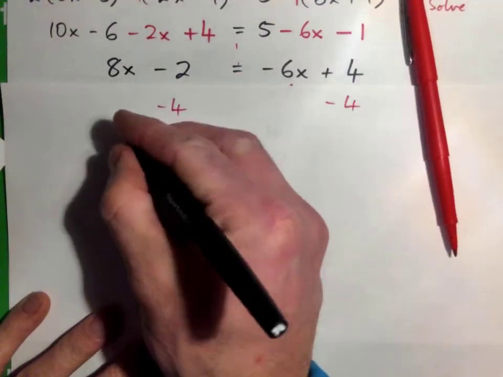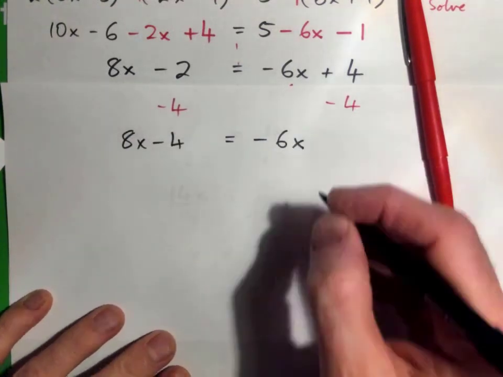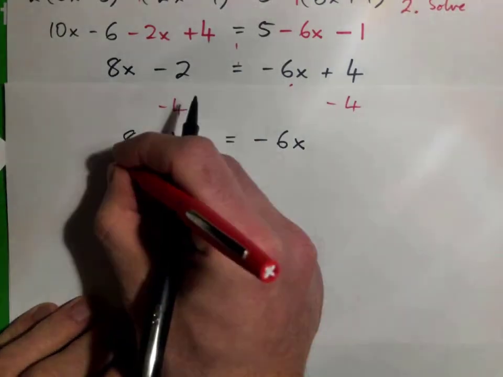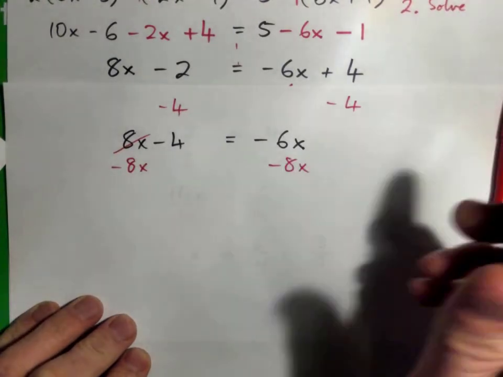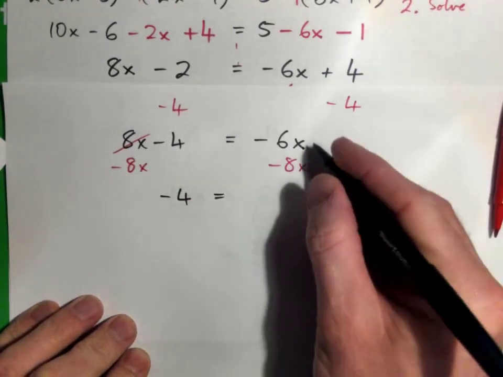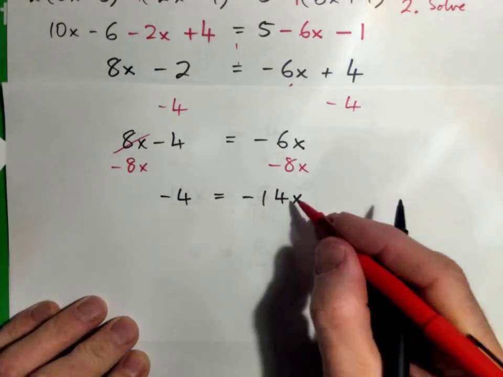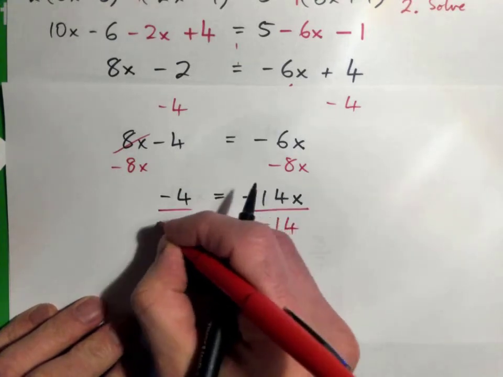And you get 8x minus 4 equals negative 6x. But the trick is, get x's on one side, numbers on the other. So get rid of that, guys. Subtract 8x. And now negative 4 equals negative 14x. And x has been multiplied by negative 14, so divide by negative 14 on both sides.